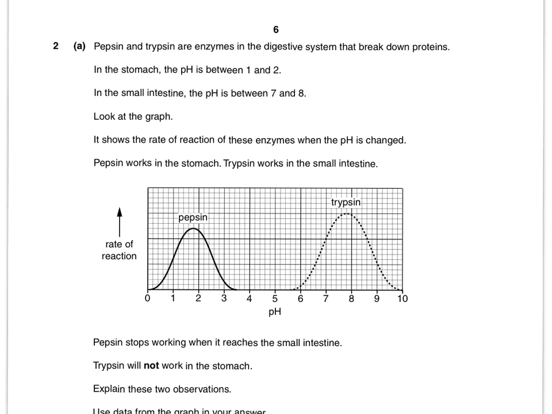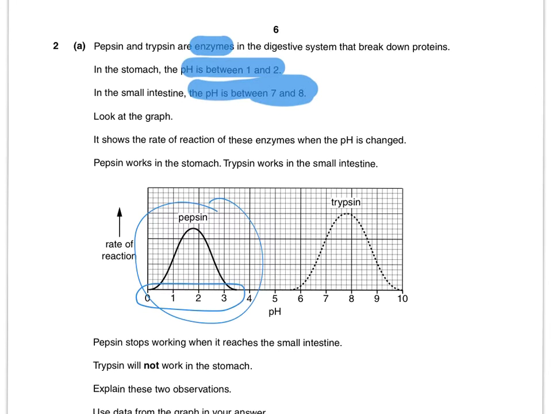So pepsin and trypsin are enzymes, so we know that we're talking about enzymes, catalysts within the body, in the digestive system that break down proteins. Okay, in the stomach, the pH is between 1 and 2, very important. In the small intestine, the pH is between 7 and 8, fab. So now we're looking at the graph. It shows the rate of reaction of these enzymes when the pH is changed. Okay, so as you can see, pepsin's on the left, and you can see that it works in a range of, I don't know, between 0 and 3.5. We've got trypsin on the right that's working at a range of, say, 5.5 up to about 10, okay?